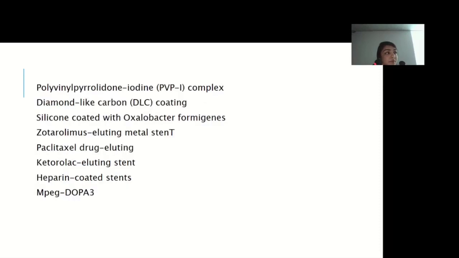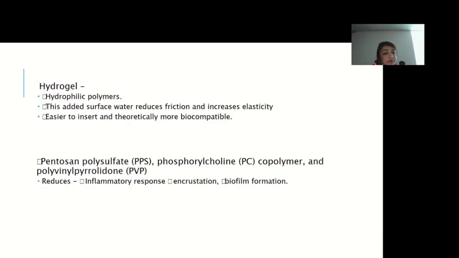When you use this term hydrophilic, that only means that it is something which attracts and absorbs water. When it attracts and absorbs water, it becomes something like a jelly. A jelly is a substance which has got a lot of water in it, and that makes it more supple, more elastic, and again, the friction will be less when you use these kinds of coatings.